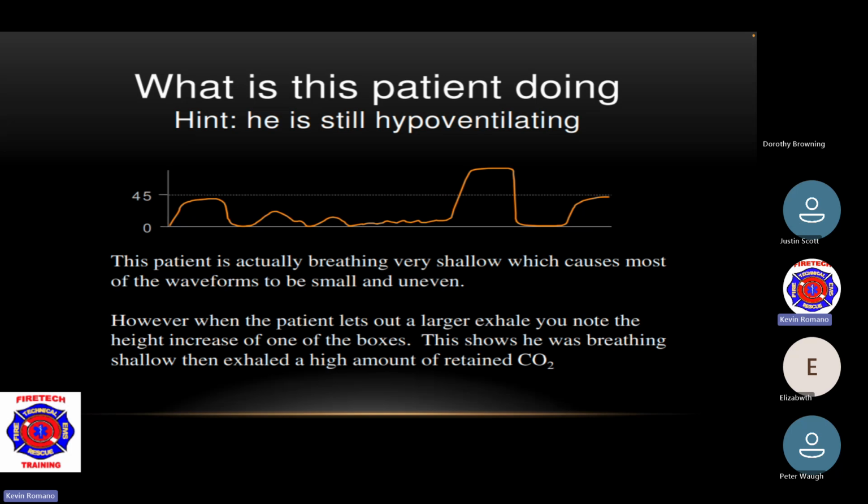Here. So what is this patient doing? This patient is actually breathing very shallow, which causes most of the waveforms to be small and uneven. However, if the patient lets out a large exhale, you note the height increase of one of the boxes, which shows he was breathing shallow, then exhaled a high amount of carbon dioxide. If you see that, middle breathing? Yep. So again, we got to get them to breathe normal.